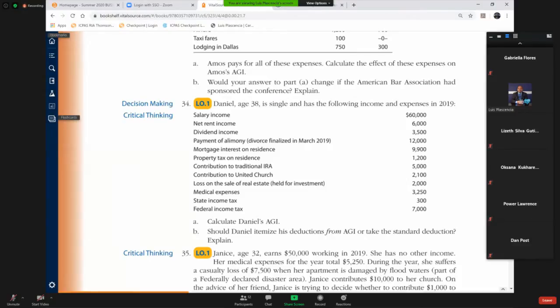It's really not that complicated. Just start thinking, is a deduction allowed, and under what code section? Does it fall within the category of itemized deductions? If it's an itemized deduction, then it's from AGI. If it's not part of itemized deductions, but it's still a deductible loss, then it's for AGI. So just keep that in mind. So here's the answer for 34, so you guys can see it.